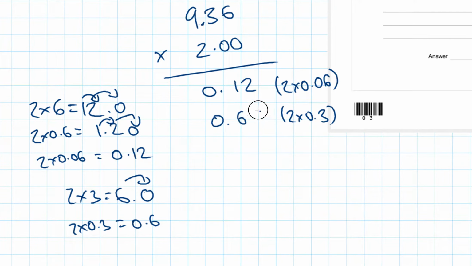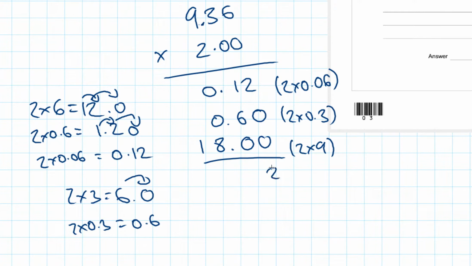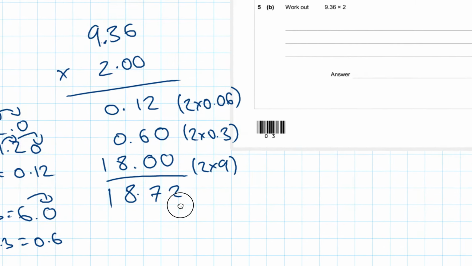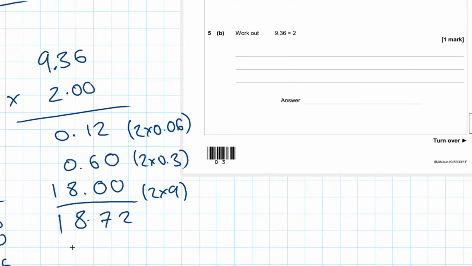So this is 0.60. And then finally, we've got 2 times 9. 2 times 9 is just 18, so it's going to be 18.00. From here, we add up our answer, so it's 2, 6 plus 1 is 7, 8, and then we've got the 1. So our answer is just 18.72 for our final answer. Again, please show all your working. Obviously, we're going through it slowly. You might work through this much faster.